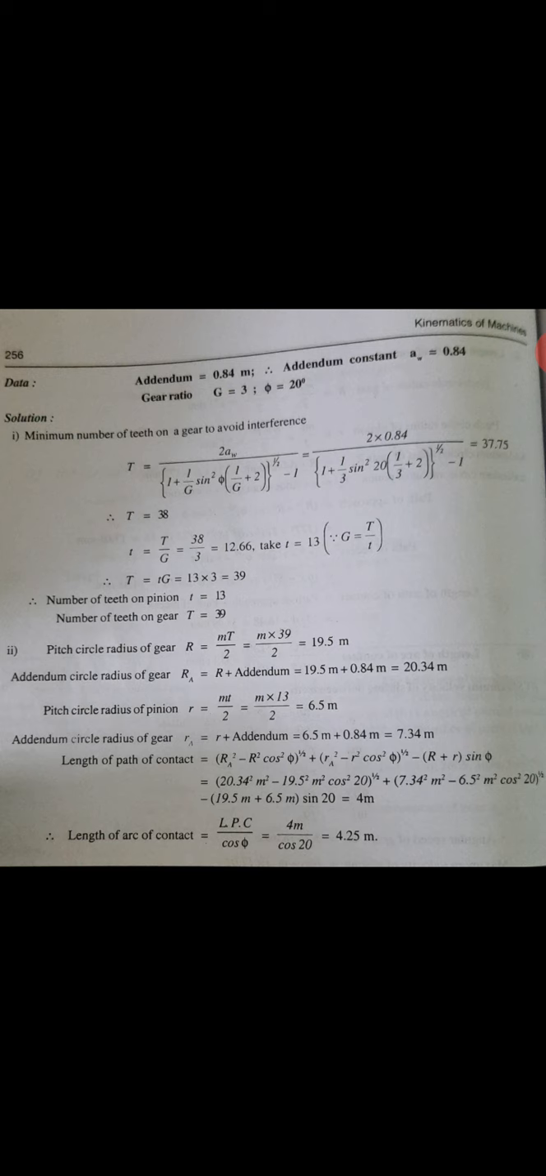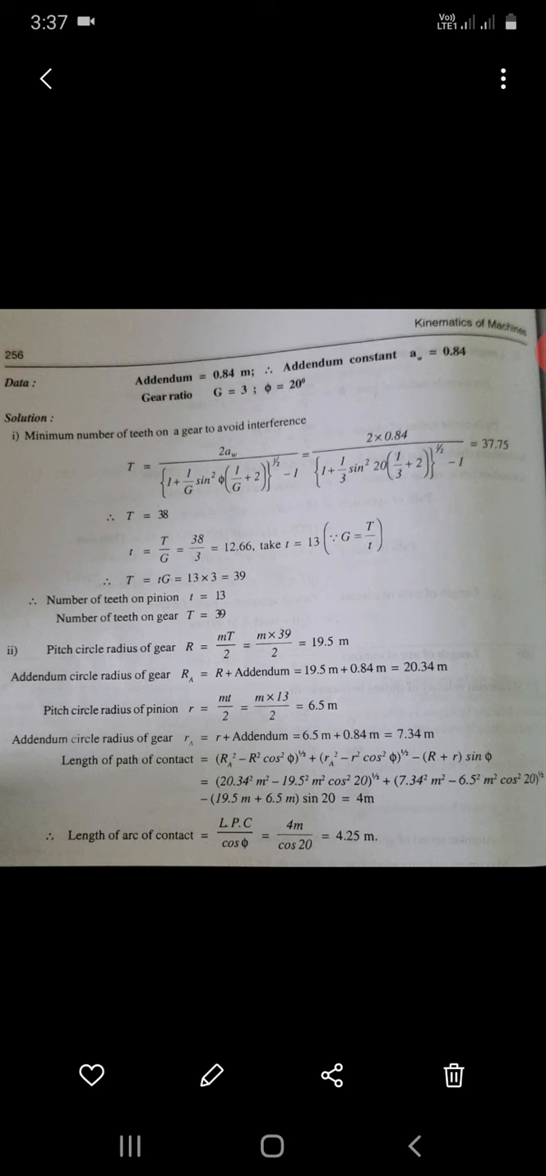So pitch circle radius R is mT by 2, m times 39 by 2, that is 19.5 m. And addendum circle radius of gear is R plus addendum, that is 20.34 m, where module is unknown. Pitch circle radius of pinion R is small mt by 2, that is 6.5 small m. Addendum circle radius of pinion is R plus addendum, that is 7.34 m.